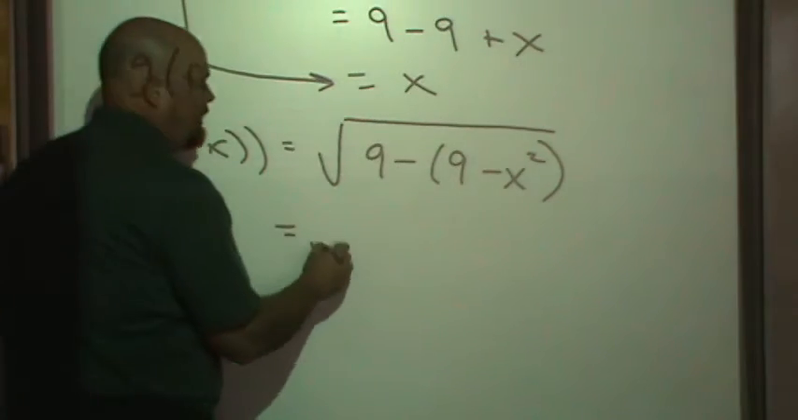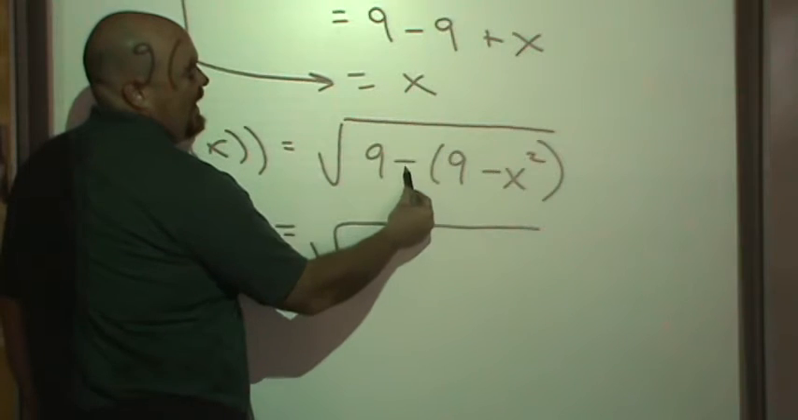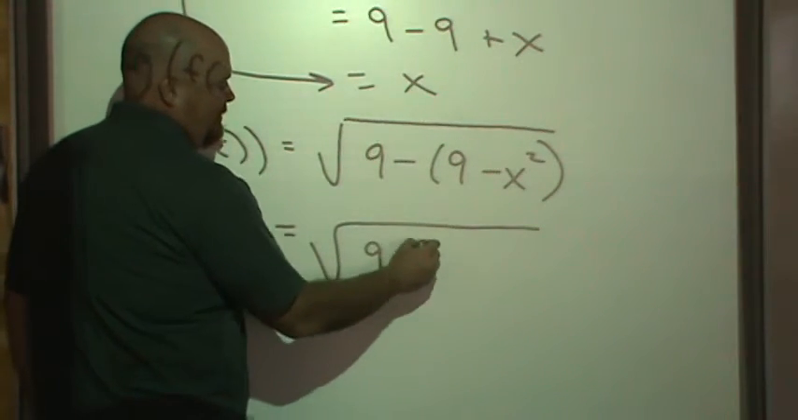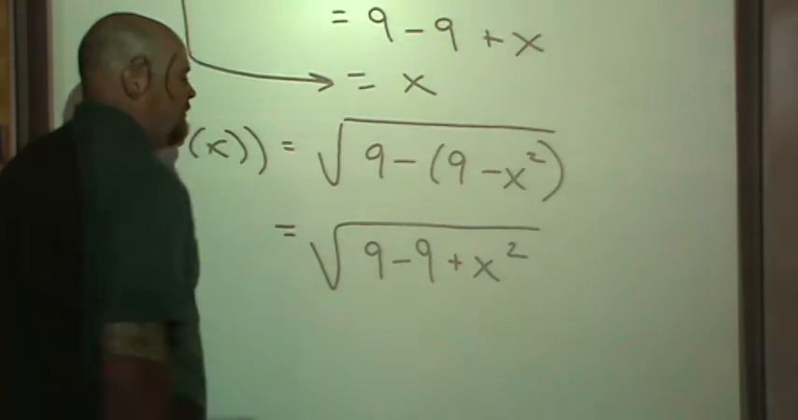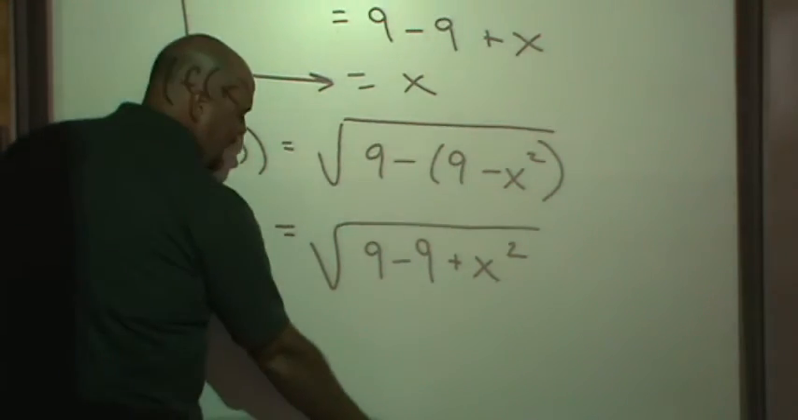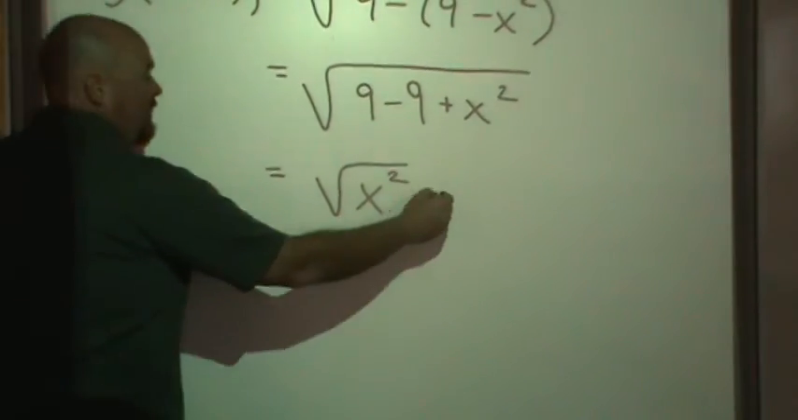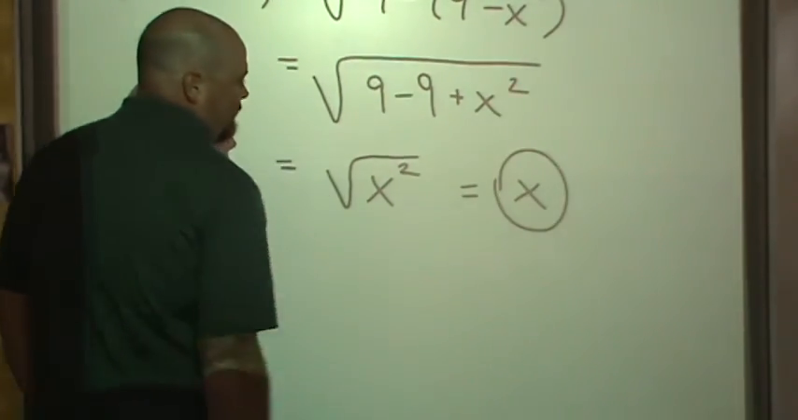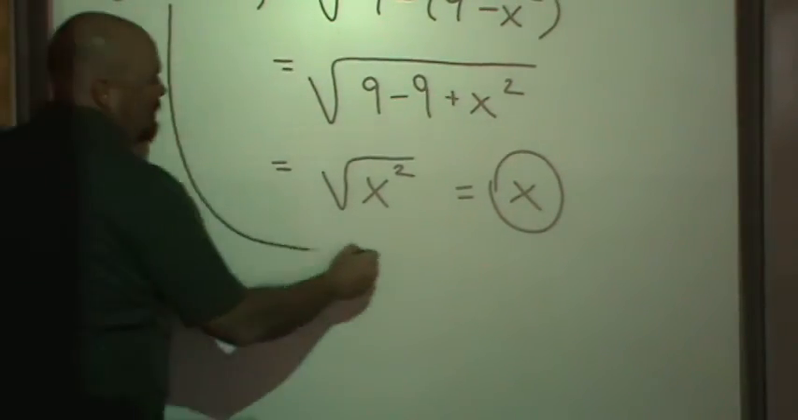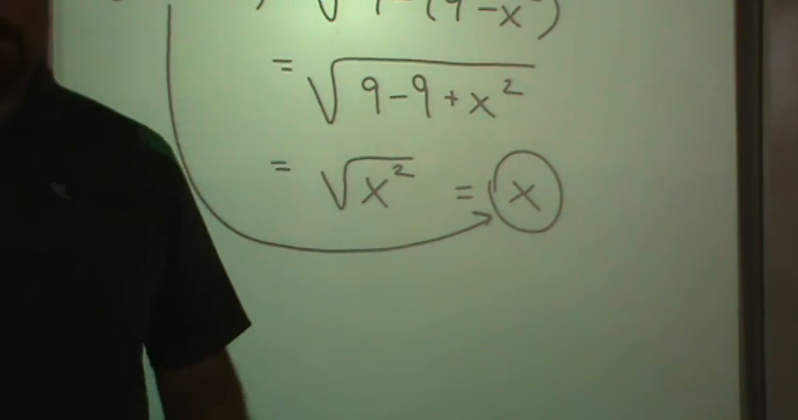So I end up working inside out. I'm taking what's under the radical, subtracting 9, subtracting negative x, so that looks like this. Excuse me, x squared. 9 minus 9 is 0. So I have the square root of x squared, and the square root of x squared is x. So I get both compositions simplifying to x, therefore I know they are inverses of one another.